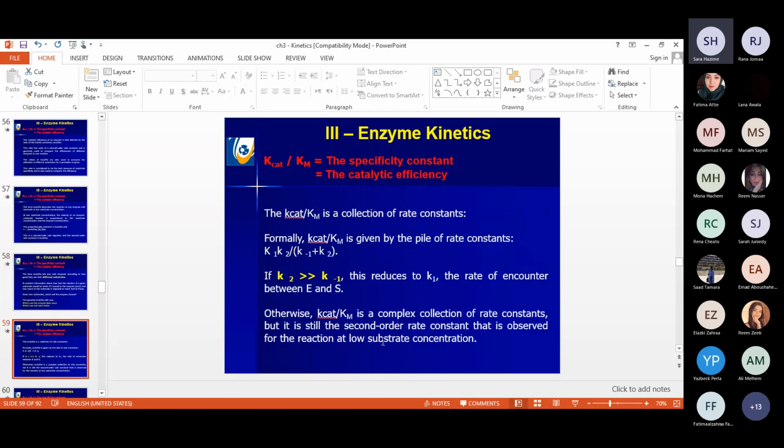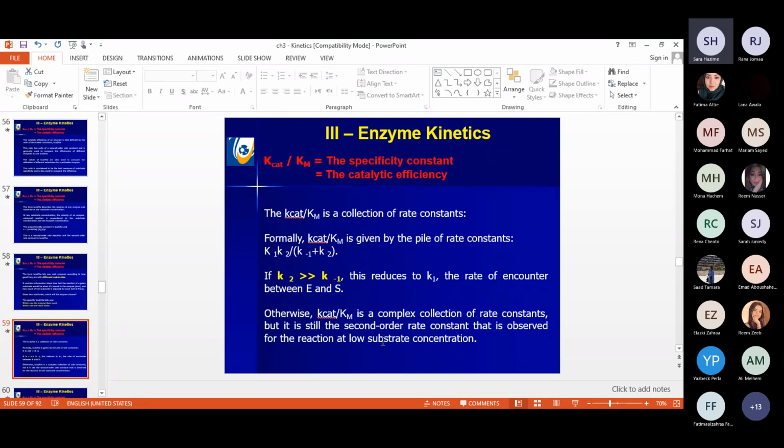So as we said, K-catalytic over Km is a collection of rate constants, because we know that Km also is a collection of rate constants, and it will be K1 multiplied by K2 over K minus 1 plus K2. And if the value of K2 is much higher than K minus 1, meaning you are proceeding to product much more than going back to substrate, this will reduce the K minus 1 plus K2 to K2, and K1 multiplied by K2 over K2 will be K1. So the whole rate constant will be reduced to the value of K1.